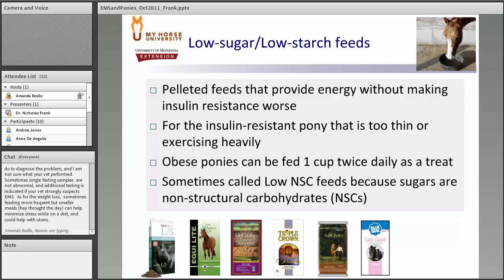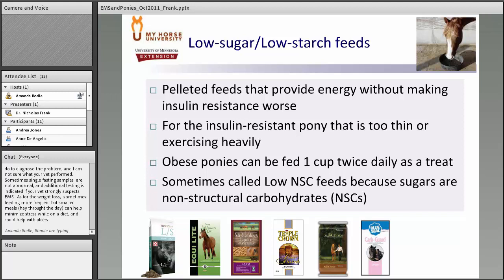In some cases, in perhaps less than 10% of cases, where we have a leaner animal that has got to the point where we're happy with the body condition, but we're still insulin resistant, then these types of low sugar, low starch pelleted feeds are a way of giving calories to those animals without making the insulin resistance worse. So they have become very helpful for those particular types of animals. Most of our cases, though, the other 90%, they're going to be obese animals and they require weight loss.